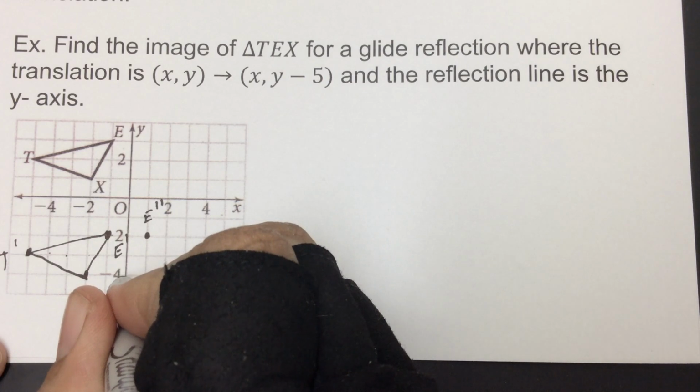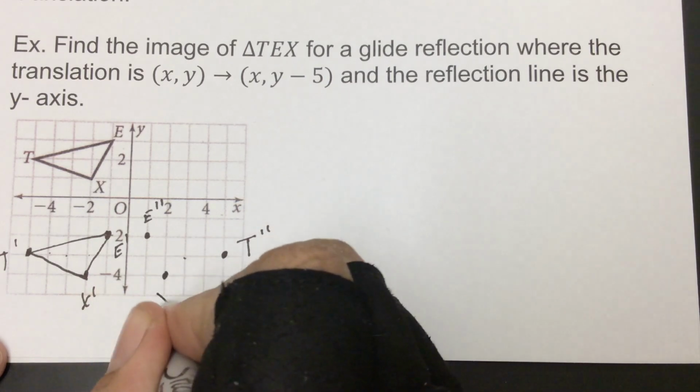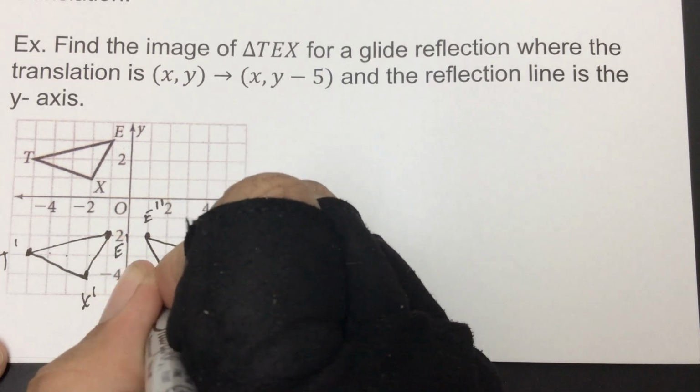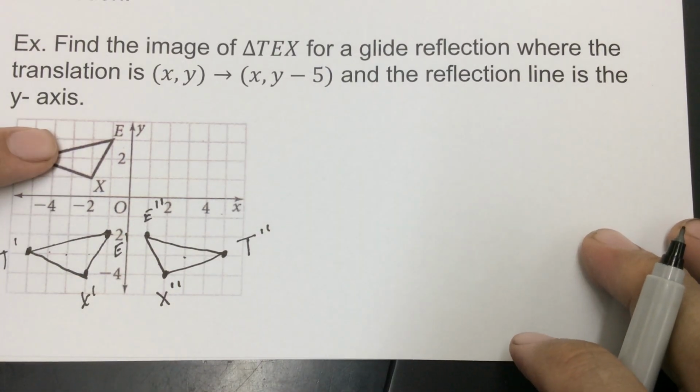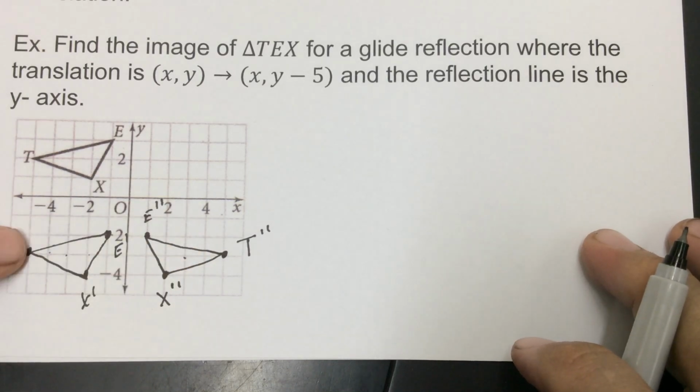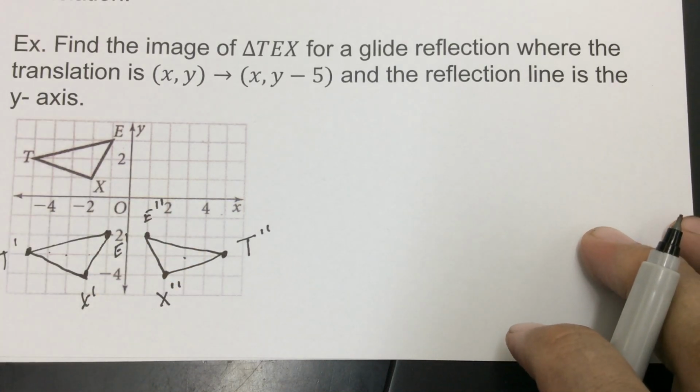And X is 2 over to the left. So we're going to do 2 to the right, and X double prime. And there we have our triangle. So we take the triangle, the glide part, we slide it, and then we flip it over for the reflection. So glide reflection. Okay.